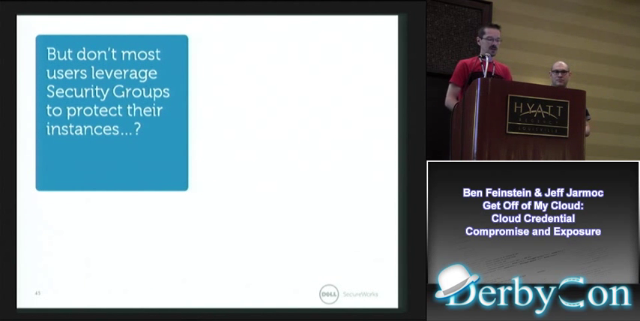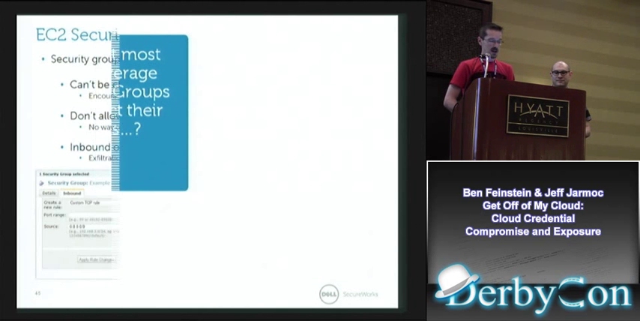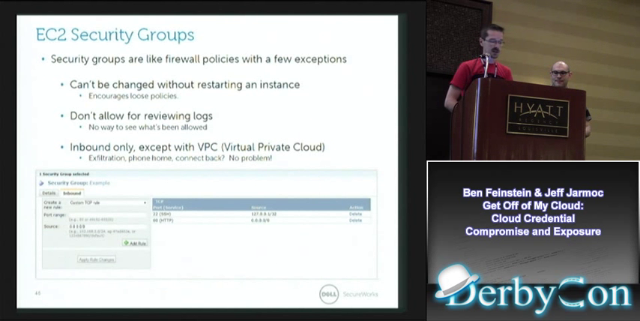So the question arises, in regards to the SSH key issue, don't most people use security groups to restrict SSH and negate the value of that possible vulnerability? So I mentioned before, EC2 groups are like firewall policies, essentially. There are some key differences. You can't change them unless you restart the instance. So that's a restriction that encourages loose policies. If there's a possibility I'm going to need to add other source IPs that have access on a given port, I may not want to do that because I'd incur an outage to restart that instance. So I might just make a broader policy.